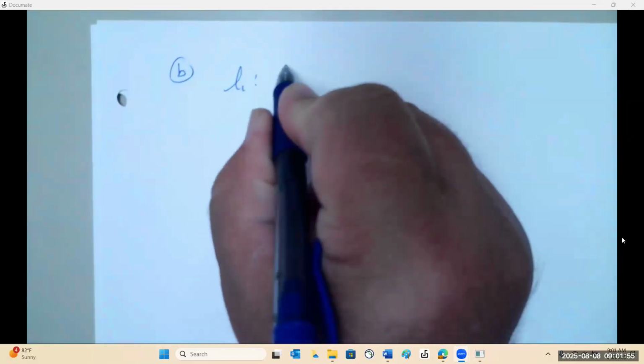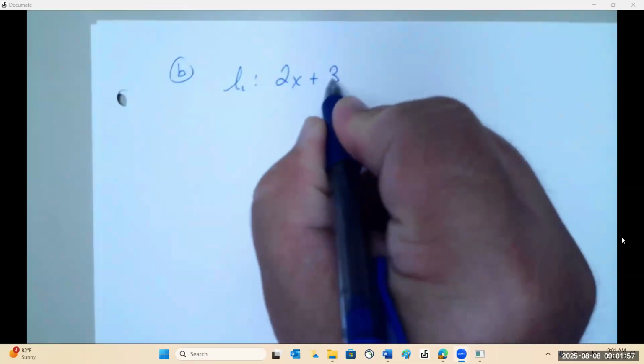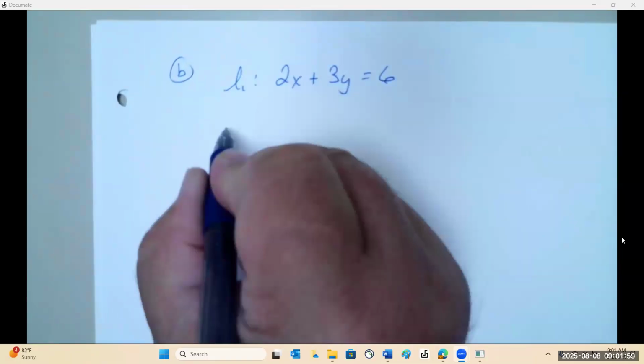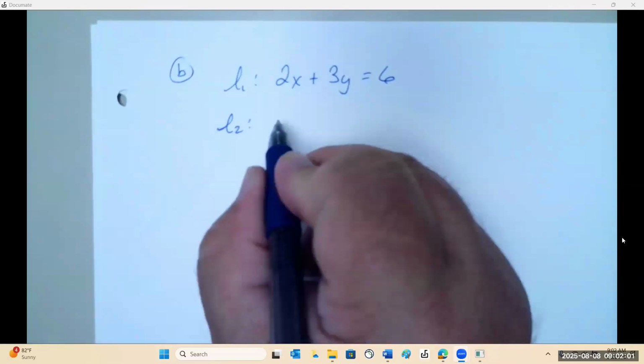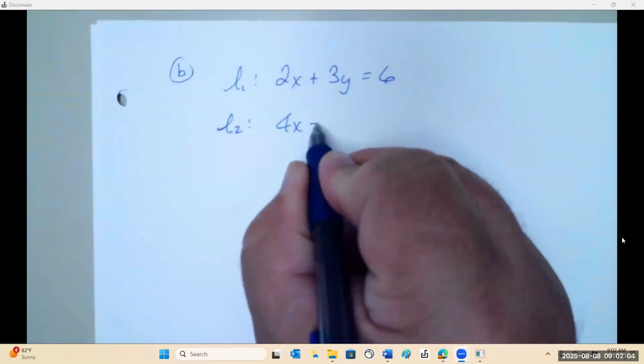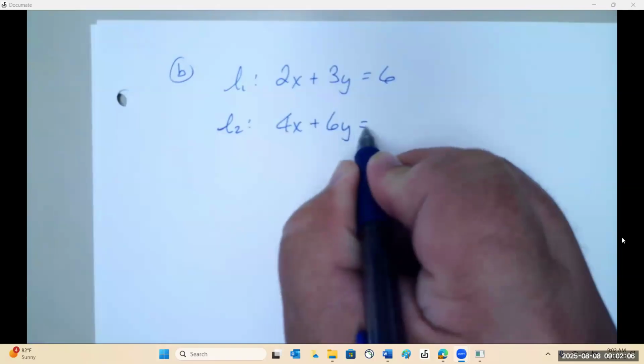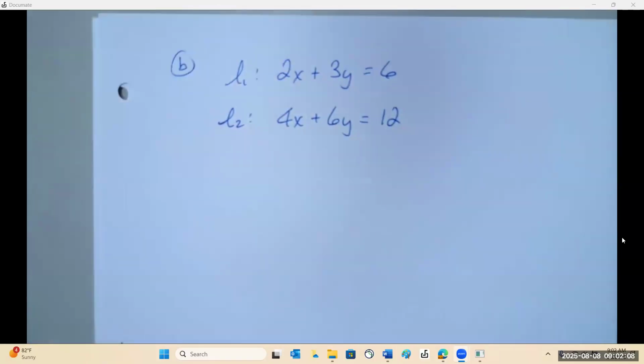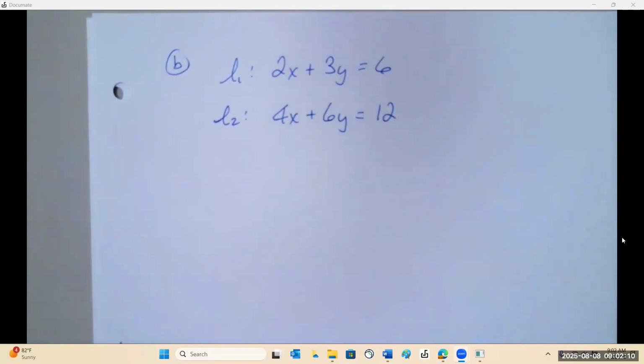And B, we have line 1 is 2x plus 3y equals 6. Line 2 is 4x plus 6y equals 12. Which method do you want to use here?